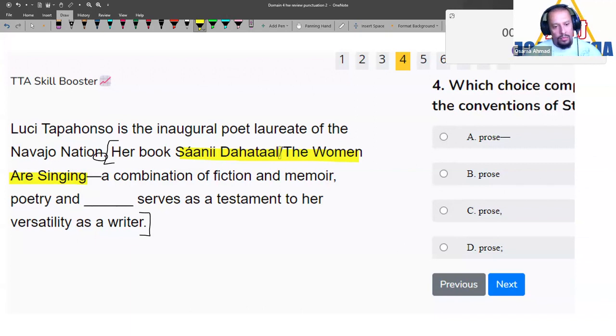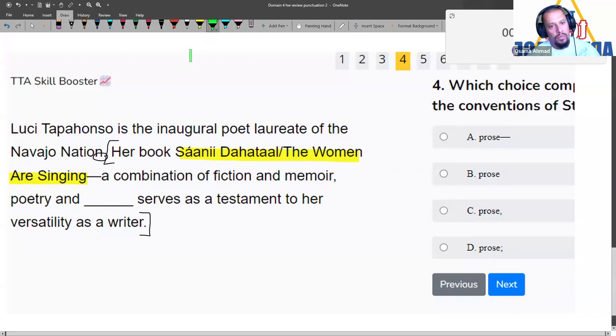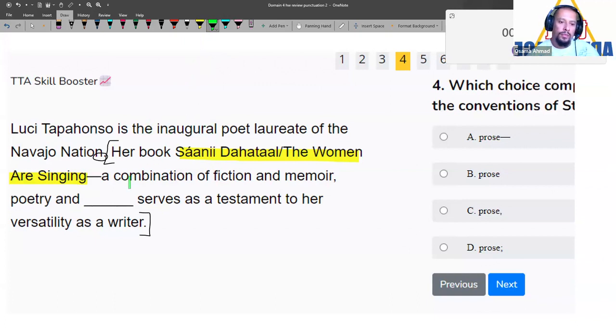So if it's only one complete sentence because it serves as a treatment to her versatility, what's the subject? The subject, the book, her book. What's the verb? Serves as a treatment, serves.